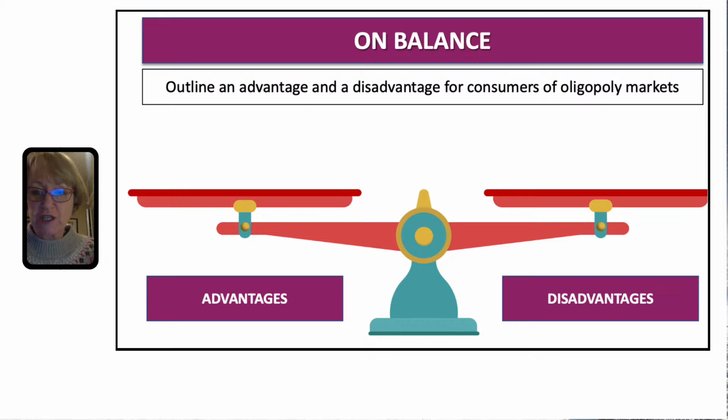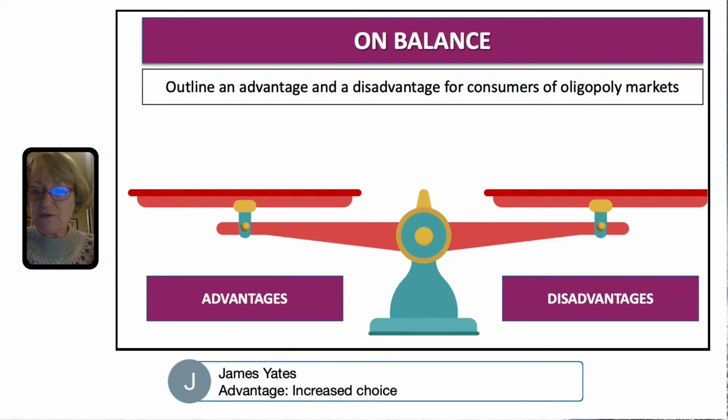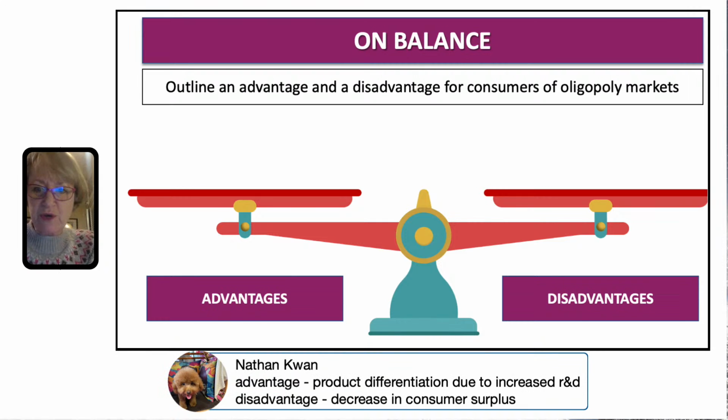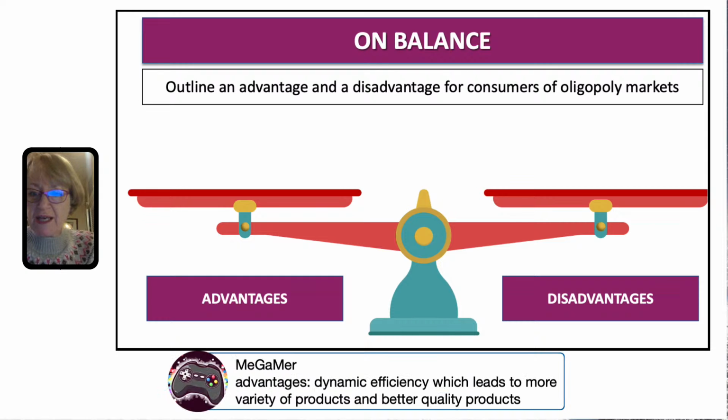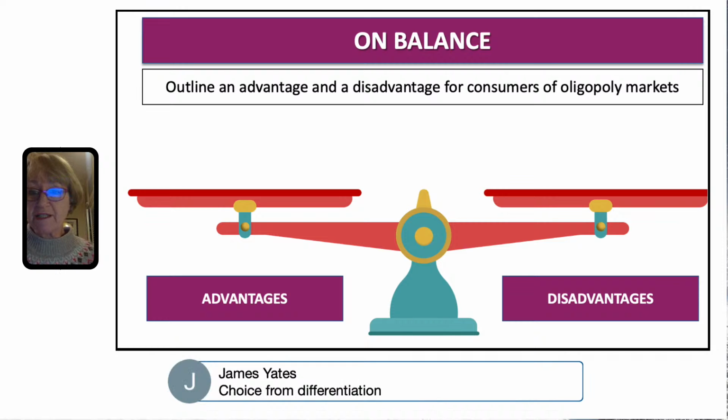What advantages? So Hassan, I can see you're coming in with disadvantages, but I'm asking you for advantages first. We can come back to the disadvantages afterwards. So Nathan is saying, okay, product differentiation due to increased R&D. Yep, that's a possibility. How are they funding that R&D, Nathan? What's specific to the oligopoly market that enables that to happen? Gamer is saying dynamic efficiency, which leads to more variety of products and better quality products. Good. Okay, similar idea there.